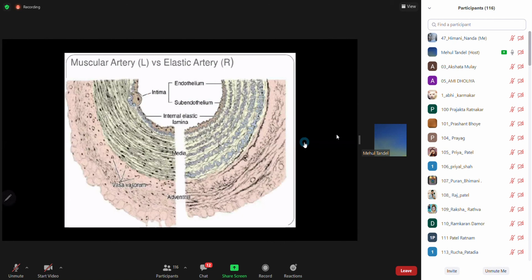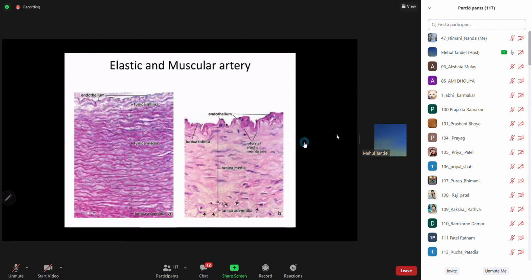Okay, here you can also see this is a muscular artery, this is an elastic artery. Mostly you can differentiate it by the tunica media only. Here the tunica media contains more smooth muscle than elastic fiber. Here the tunica media contains more elastic fiber. That's why here the internal and external elastic lamina are prominent, both are prominent. Here it is not prominent. So that is the main difference between muscular artery and elastic artery.